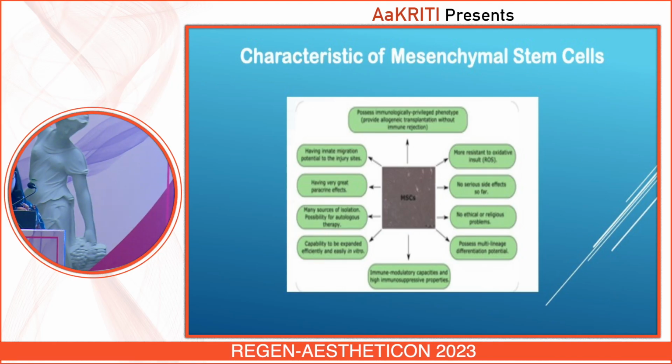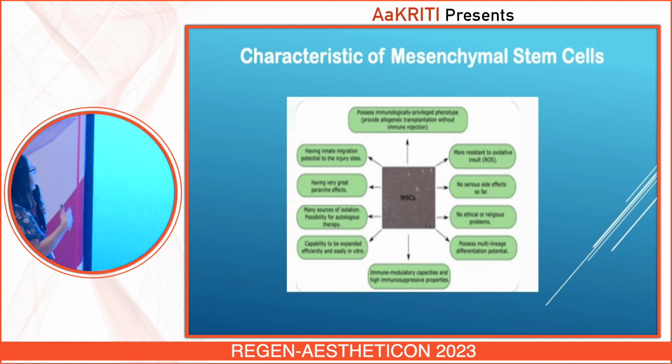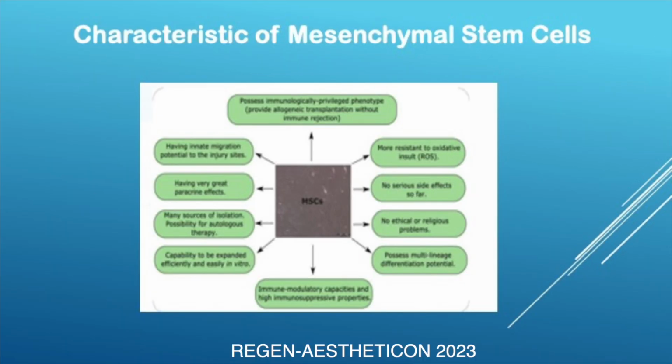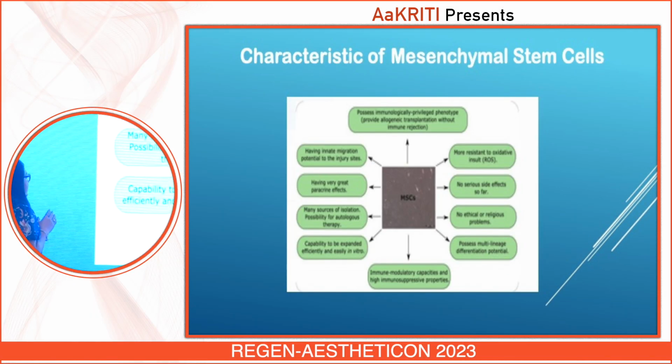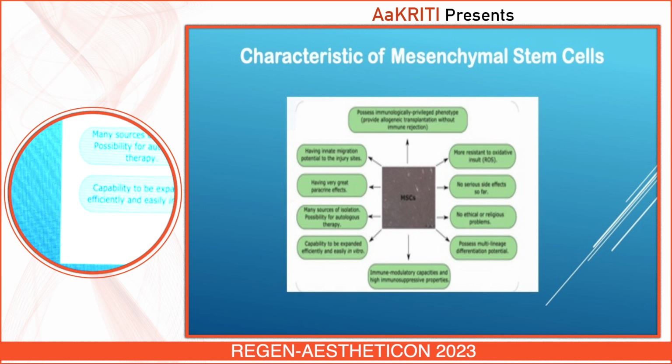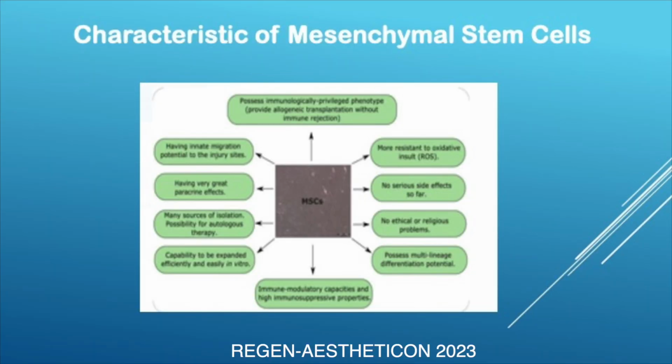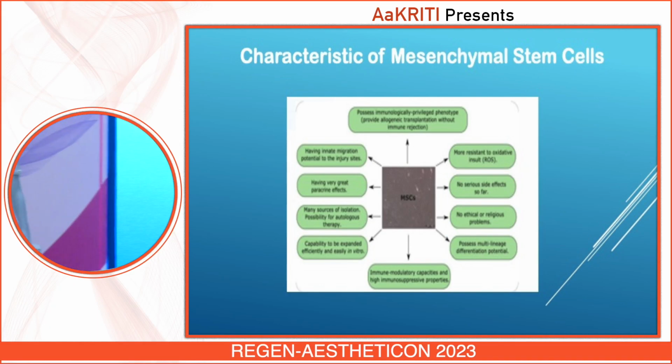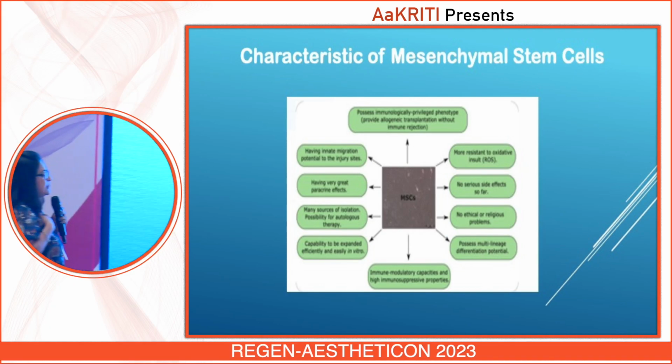So why am I saying it's a gift to regenerative medicine? Because it has very specific characteristics. There is no required matching between donor and recipient. So far, so many studies and clinical trials are going on, and no serious side effect has been found, and no ethical issues as well. And it has two important properties: immunomodulatory and anti-inflammatory effects. That is very peculiar about these mesenchymal stem cells. These properties make them more popular in regenerative science.